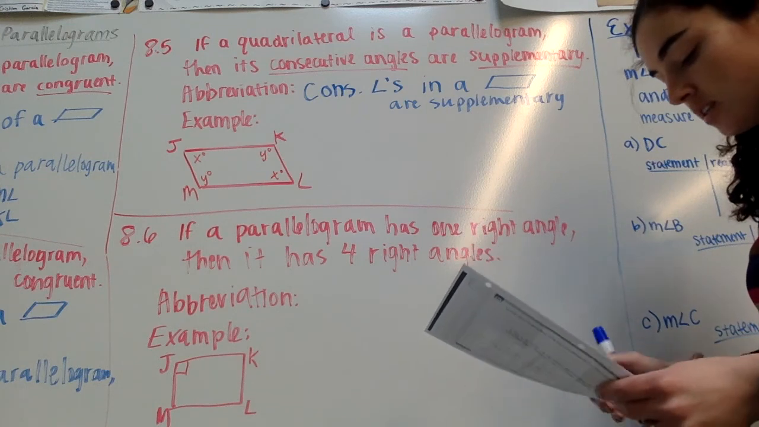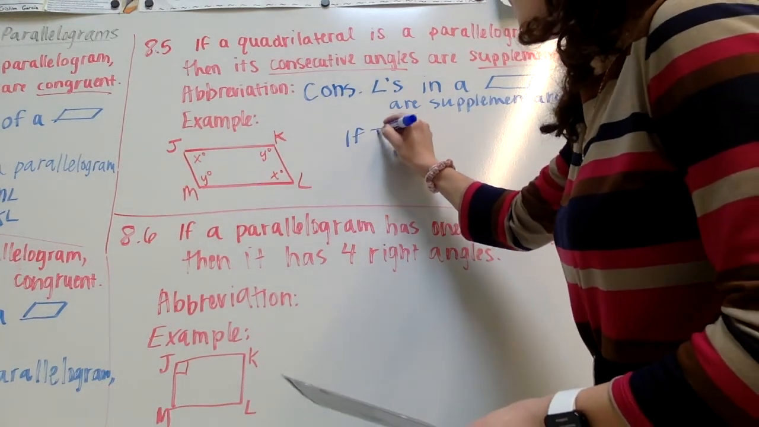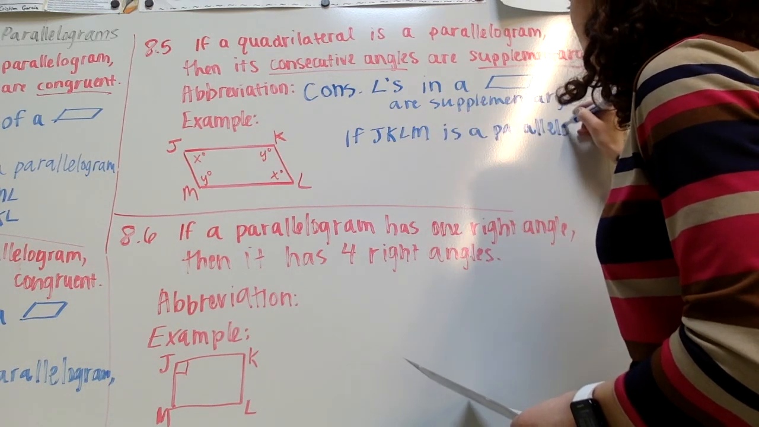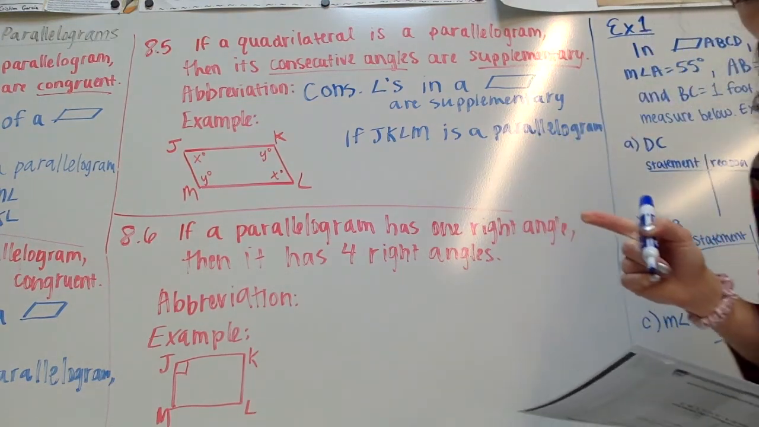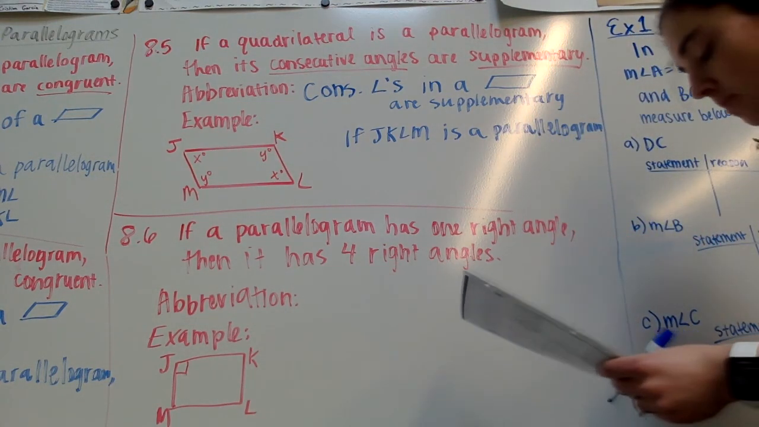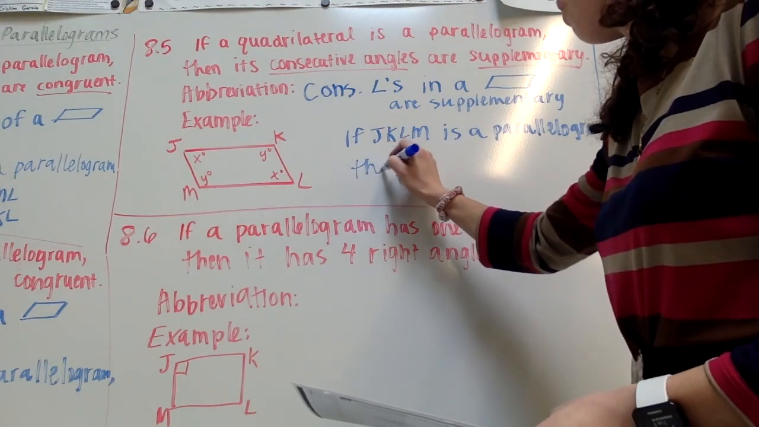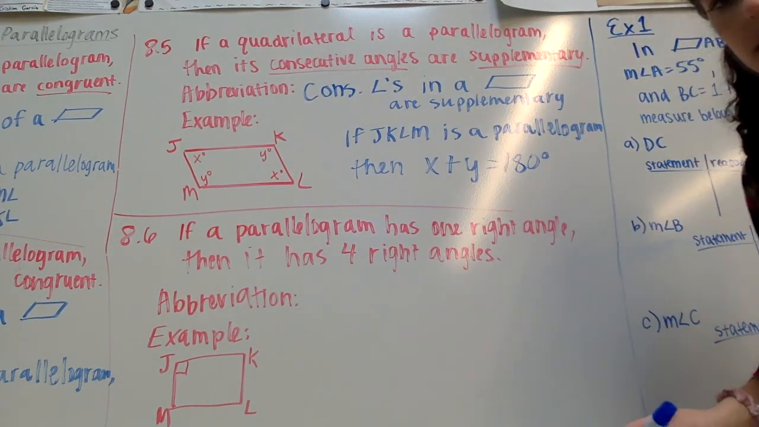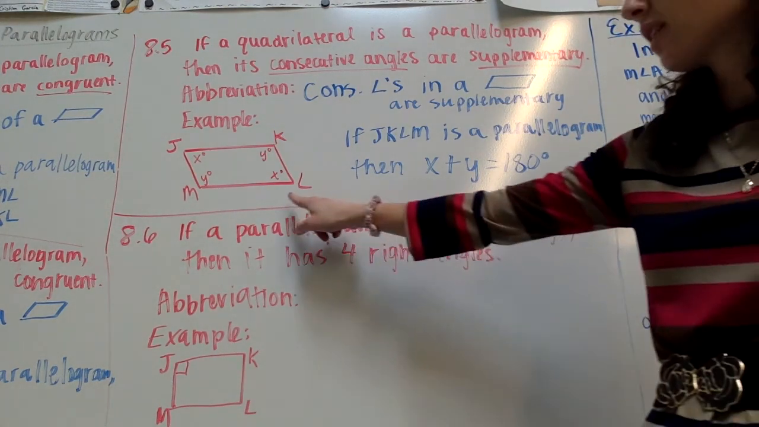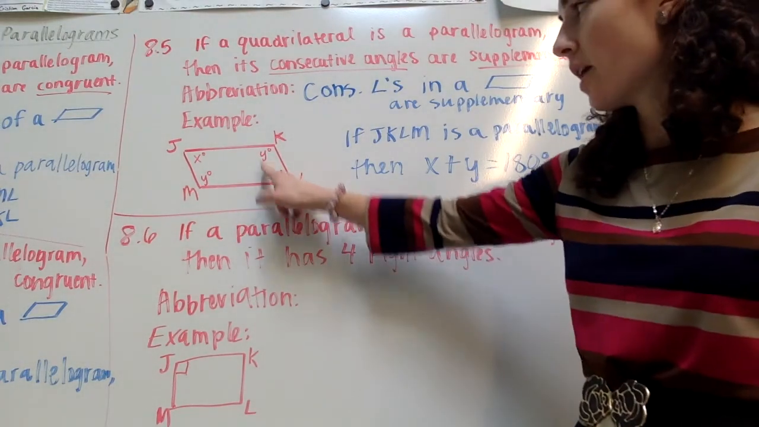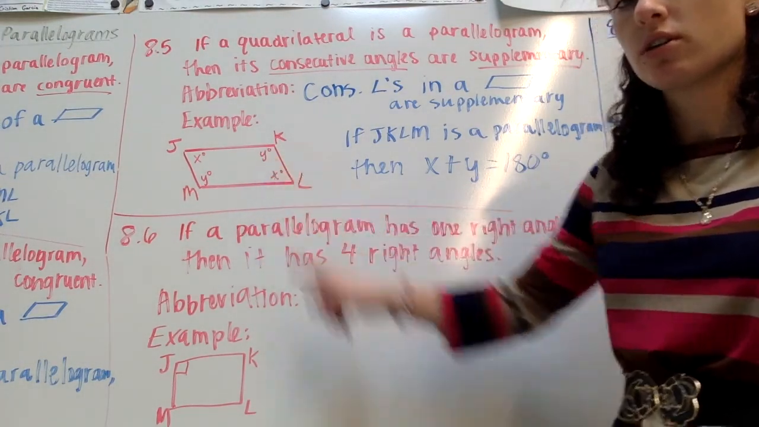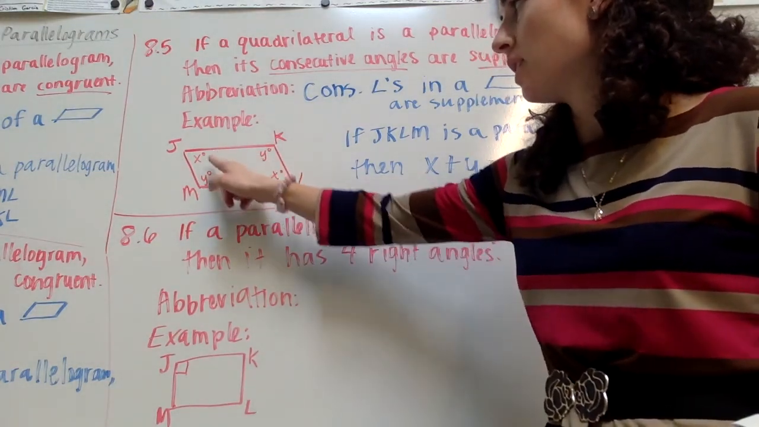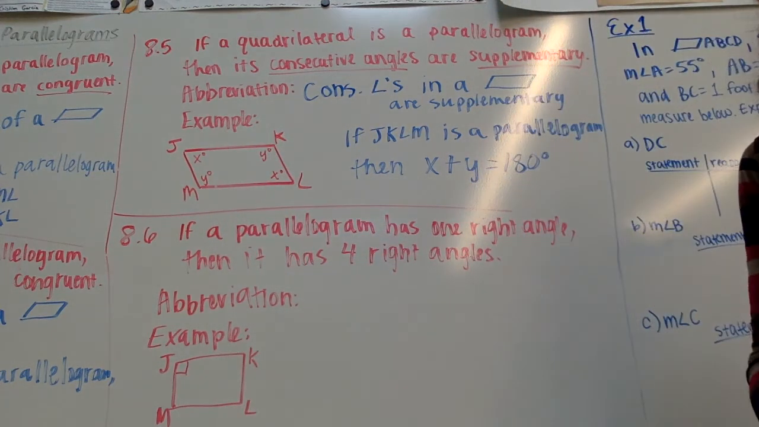So the example here is if JKLM is a parallelogram, then x plus y equals 180. So we're looking at this parallelogram over here. X plus y, those are consecutive. Those are two angles next to each other. They add up to 180. Same over here. These two are next to each other. They add up to 180. And these two over here are 180 because they are next to each other.